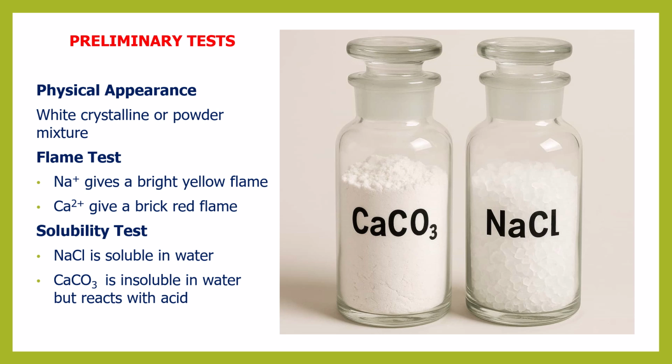So we are required to mix them in equal amounts. If you mix them, they will give you a white crystalline or powder mixture. If we now check the cations that are present, we have calcium ion and sodium ion. If you undergo a flame test, sodium ion gives a bright yellow flame and calcium ion gives a brick red flame.